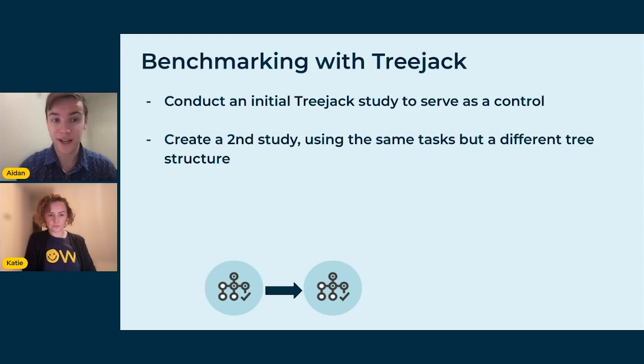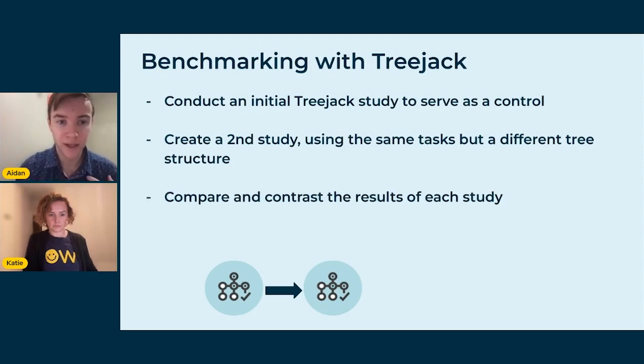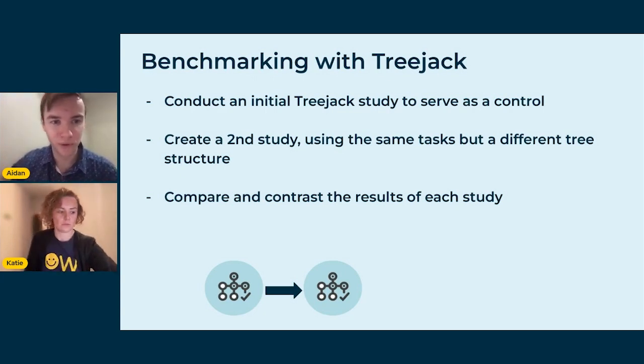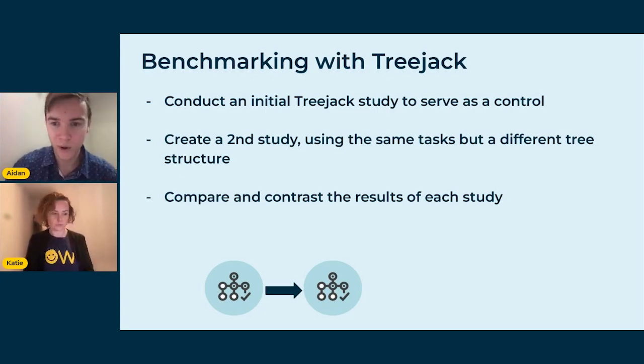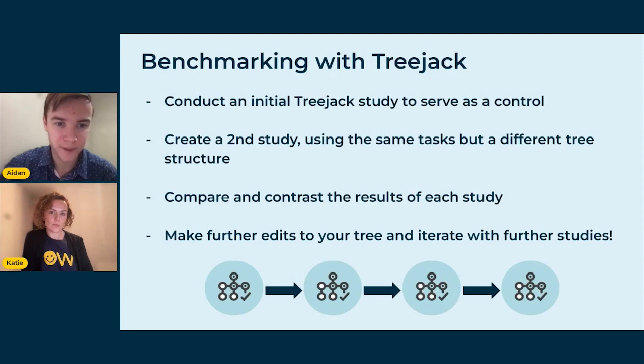From here, you can then actually create a second study using the same tasks, so that the tasks are all consistent, but using a different tree structure. So providing people with a different sitemap or a different flow to click through. And ultimately, you'll then be able to compare and contrast the results of each of those studies and see how you've improved by making those changes, or perhaps whether there's been any improvement at all. You'll be able to see this in Treejack.